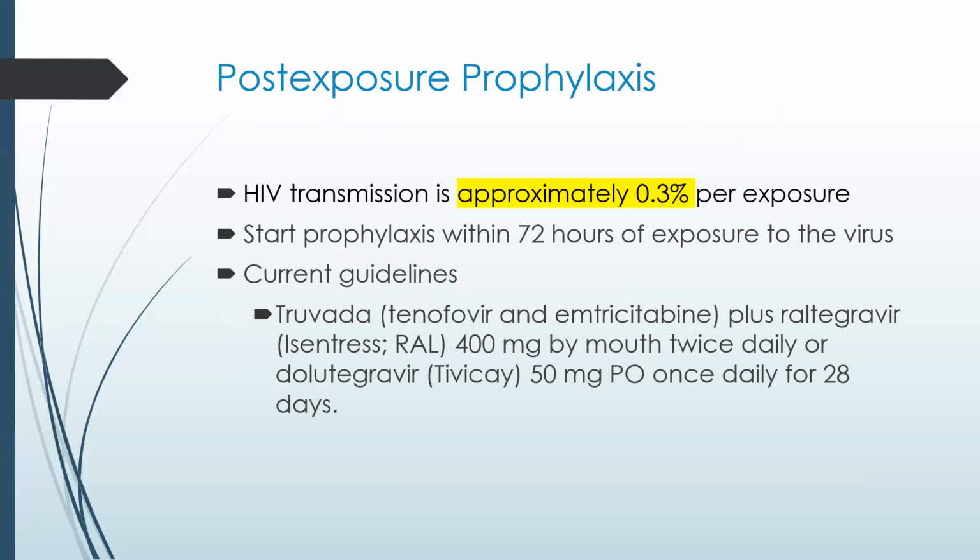Post-exposure prophylactic HIV transmission is approximately 0.3% per exposure. So you get stuck with a needle. Chances are less than 0.5% that you would end up with HIV from a patient who has it. But there is a prophylaxis regimen. Start within 72 hours of exposure to the virus. And the current guidelines are this Truvada, tenofovir, and this other one, plus raltegravir.